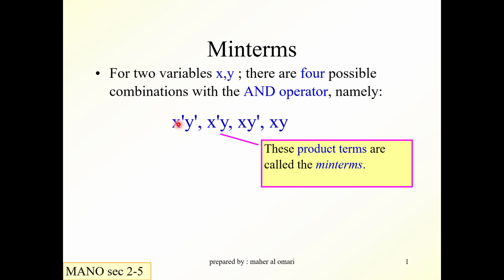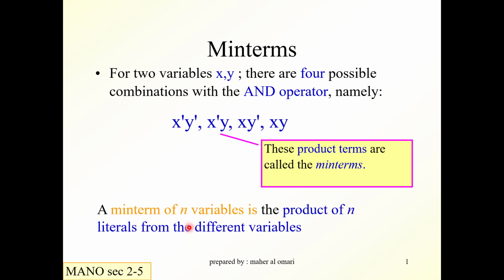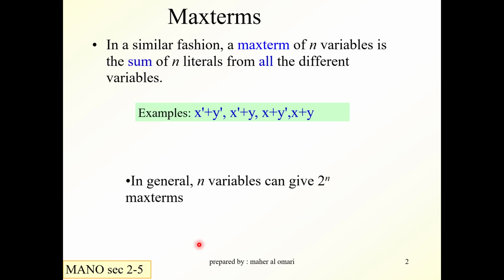So a minterm is a product term, but it contains all the literals in one way or another, whether it's complemented or uncomplemented. A minterm of two variables is the product of two literals from the different variables. A minterm of n variables is the product of n literals from the different variables. Okay, what is a maxterm?